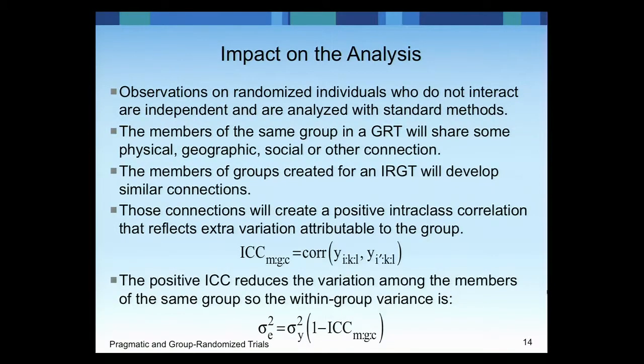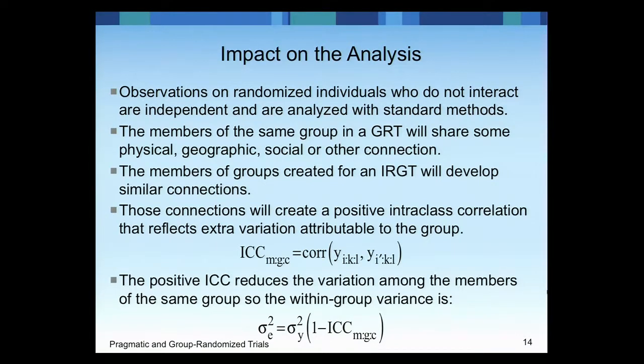Let's talk about the impact on the analysis. Observations on randomized individuals who do not interact with one another can be assumed to be independent and are analyzed with the standard methods that you all learned in graduate school. The members of the same group, however, in a group randomized trial share a variety of kinds of connections. They may interact directly with one another, and the members of groups created for individually randomized group treatment trials will develop those kinds of connections over time. There may not be any connection at the beginning of the study, but as they interact, they will develop those connections. These kinds of connections create a positive intraclass correlation that reflects extra variation attributable to the group.